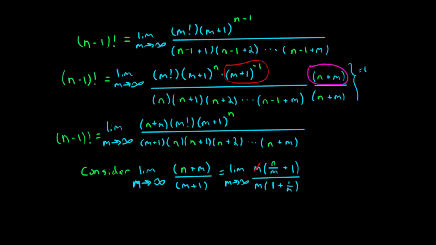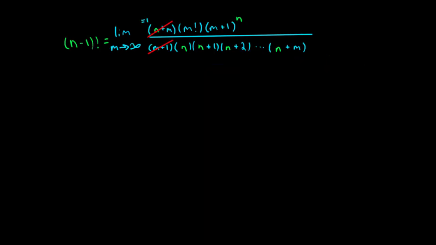And again, our n is fixed. So after I cancel out those m's, I note that n is a fixed value. And so n over m will go to 0 as m goes to infinity, as will 1 over m. And I'm left with 1 over 1, so the ratio approaches 1. So I can cancel out those two terms in the limit as m approaches infinity because their ratio is just 1. And what am I left with?